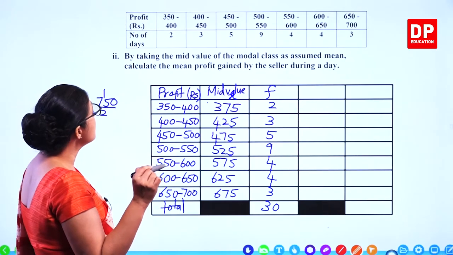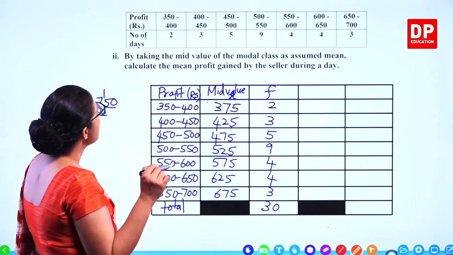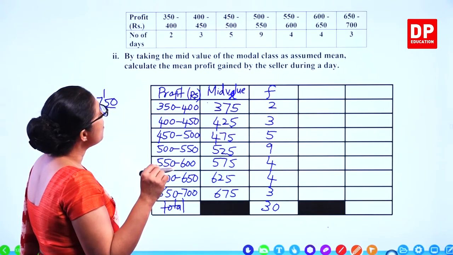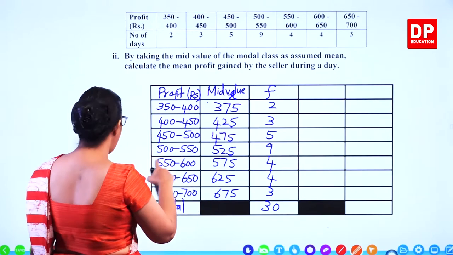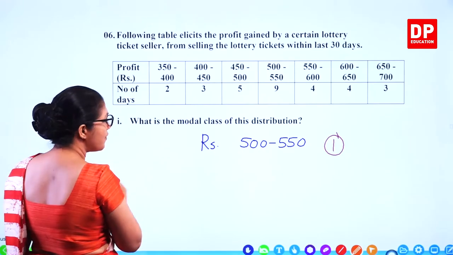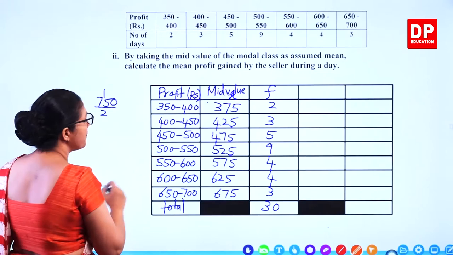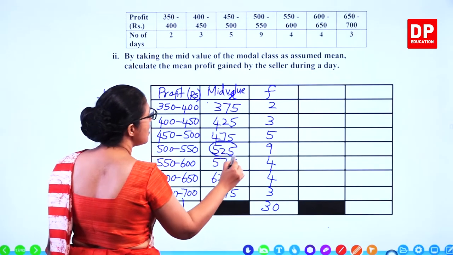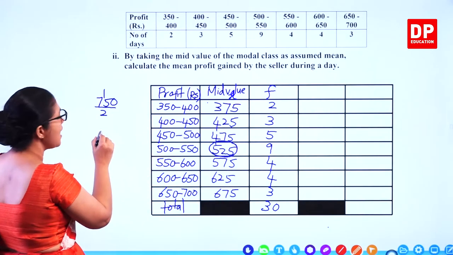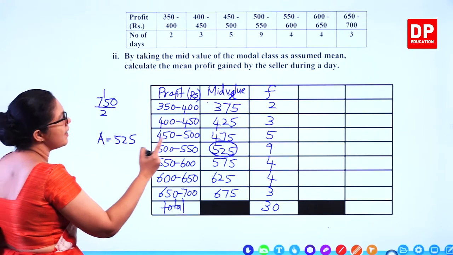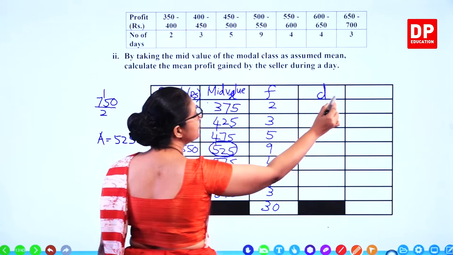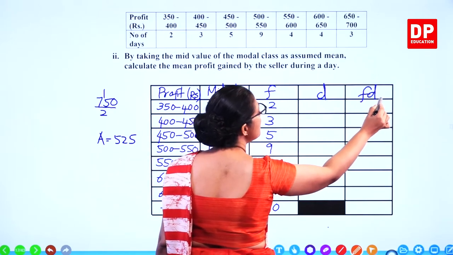So what is the assumed mean? It says take the mid value of the modal class as the assumed mean. So modal class we found 500 to 550. So this is the assumed mean. So we have to take A as 525 and calculate the deviation. Then you need F into D.